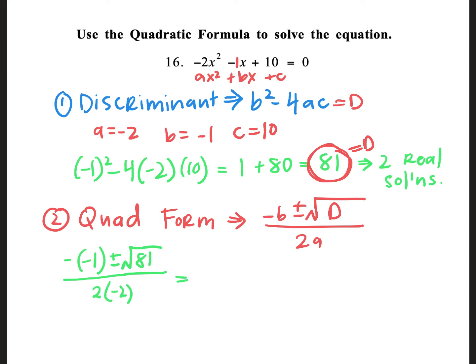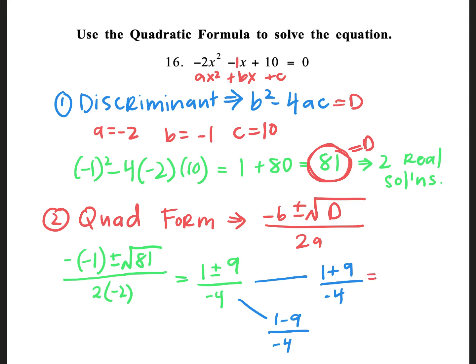If I simplify a little bit, -1 gives me 1. And then we have plus or minus the square root of 81. If you type that into your calculator, you'll get 9. And then all divided by 2 times -2, which is -4. At this point, I'm going to break my problem into 2 parts. My first one is 1 plus 9 over -4. My second one is 1 minus 9 over -4.